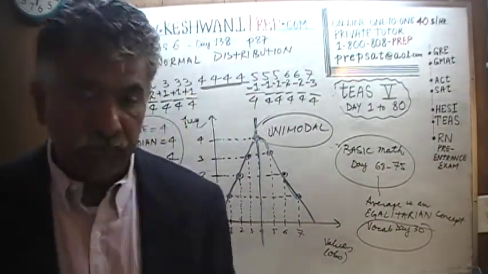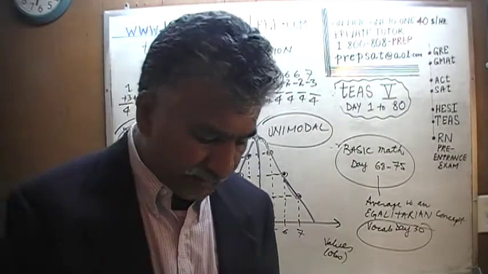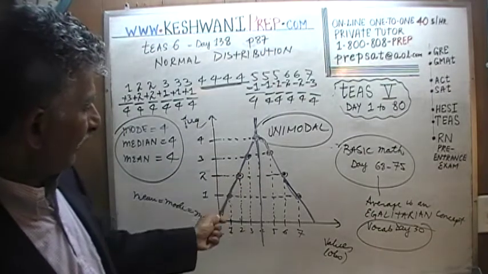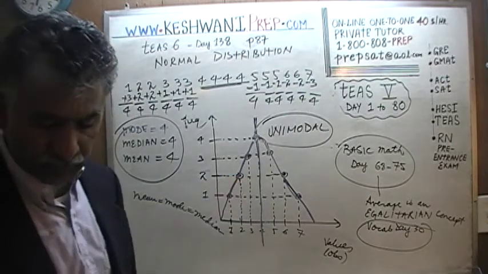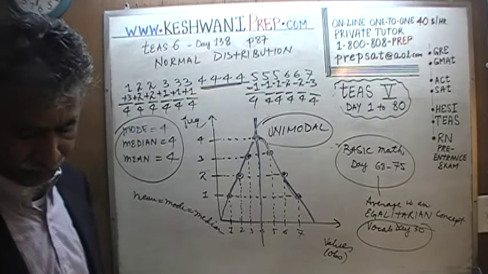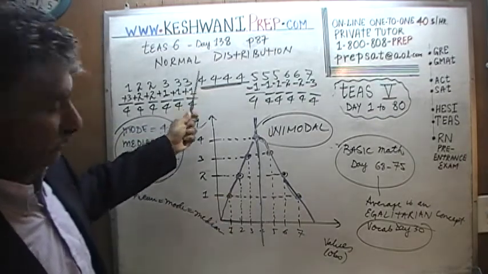Let me quickly go through my notes. I want to make sure I didn't leave out anything. So a distribution with a single clear peak. This is a single peak. It's very clear. It's very easy to see. A distribution with a single clear peak is known as unimodal. It has only one mode. Mode here is 4. And this distribution that you see here is what is known as normal distribution.